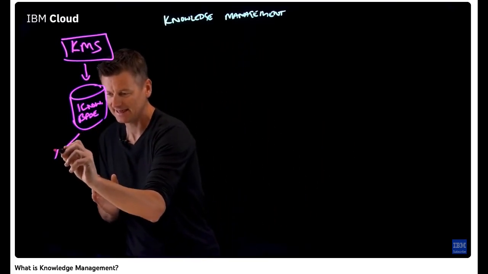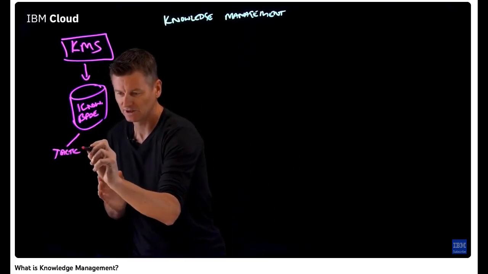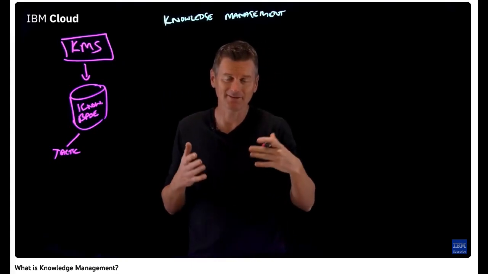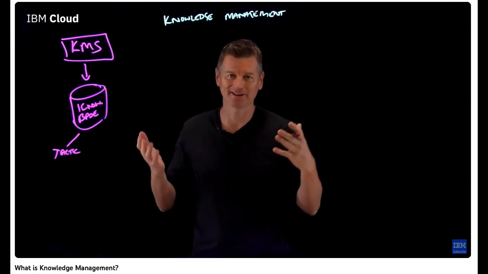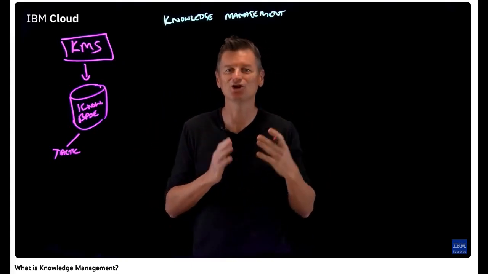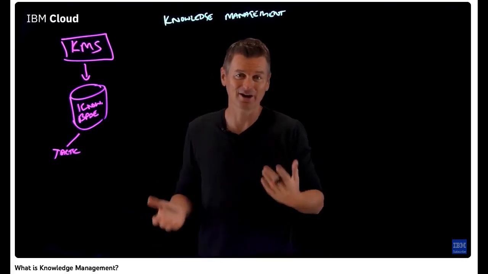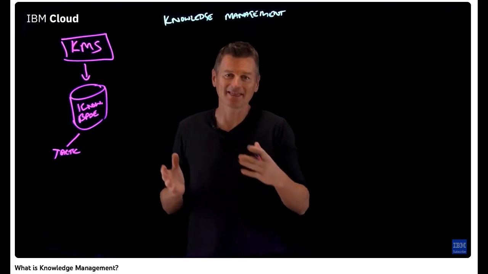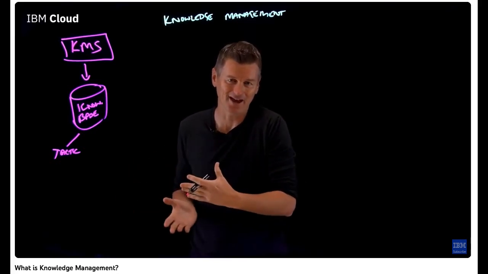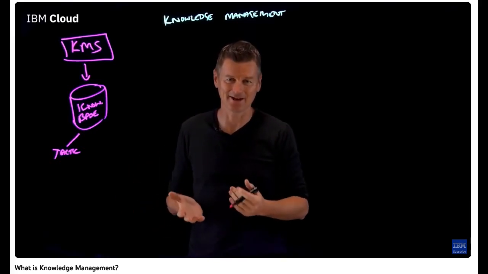So tacit knowledge is typically acquired through, well, experience, and it is intuitively understood. So, for example, leadership skills or recognizing facial expressions. Tacit knowledge is difficult to codify, and it's difficult to write down.